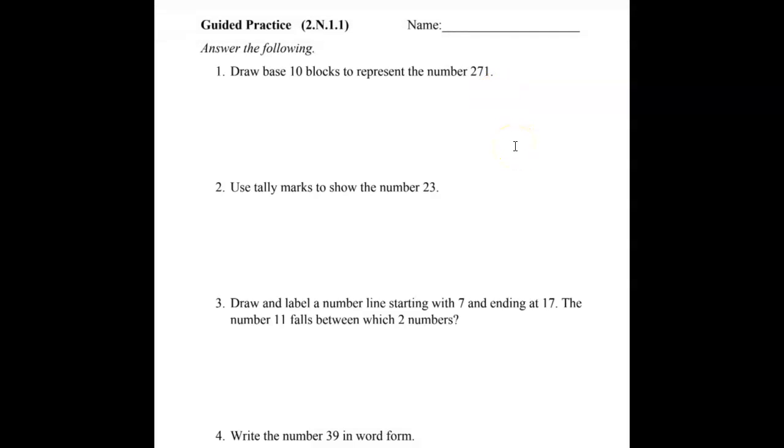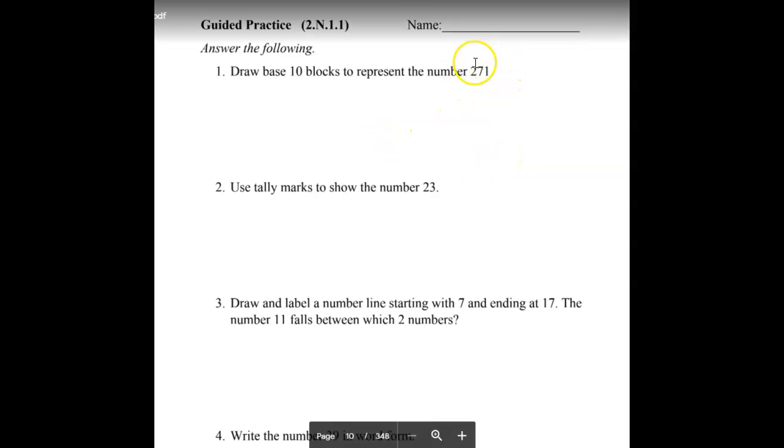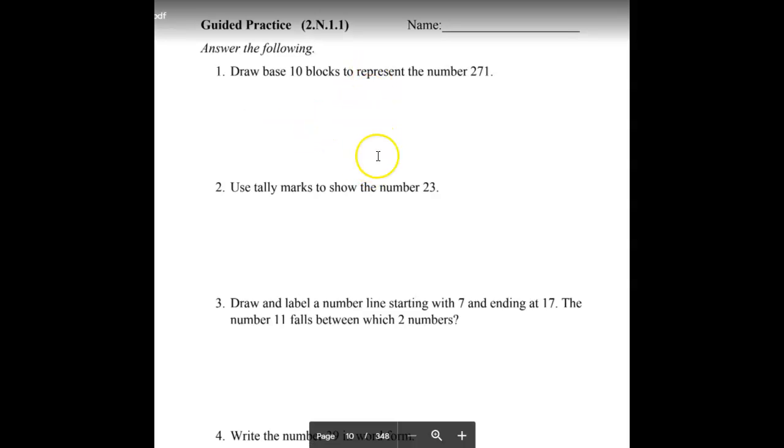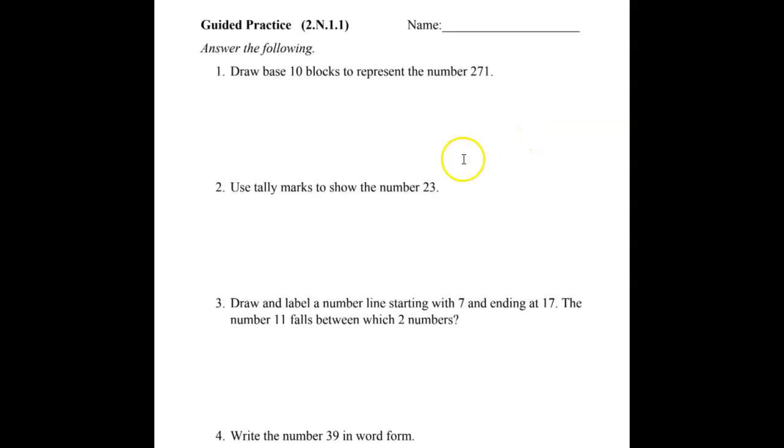Don't cheat. You need to pause. Pause the video, and on your whiteboard, I want you to draw what you think this would look like in the base 10 blocks. Remember, the flat ones, the big squares, are 100. The rods, the long rods, are tens, and then the singles are your ones. Okay, so pause the video.